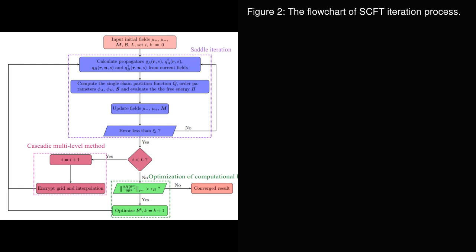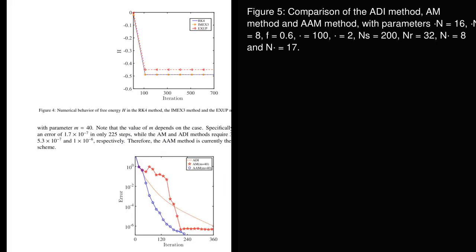reduced computational effort. In Figure 5, the authors compare the performance of 3 iterative methods applied to accelerate SCFT convergence: the alternating direction implicit, or ADI scheme, the Anderson mixing, or AM method, and the adaptive Anderson mixing, or AAM method. The parameters used in this comparison include chi-N equal to 16, eta-N 8, volume fraction 0.6, lambda 100, beta 2, and discretization nodes Nr 32, N-theta 8, and N-phi 17, with the contour discretization Ns set to 200.